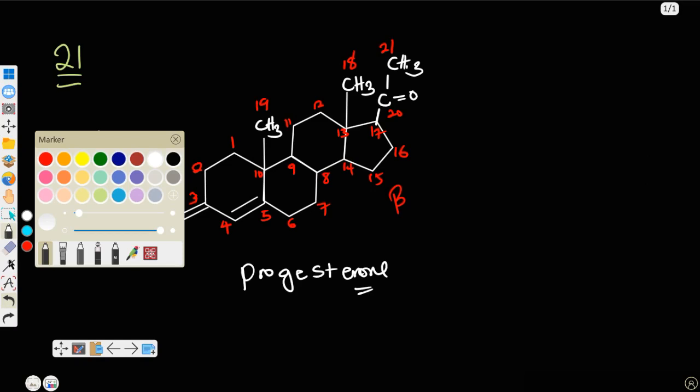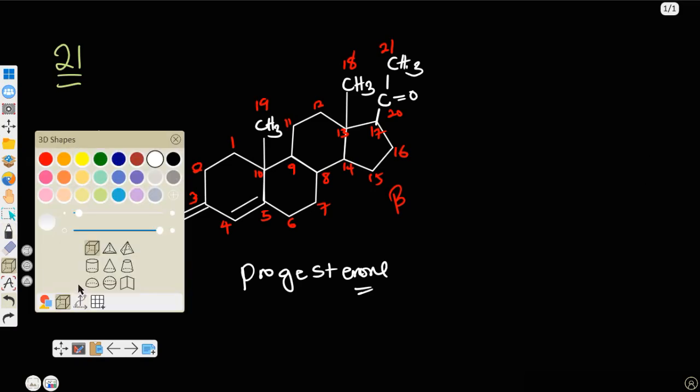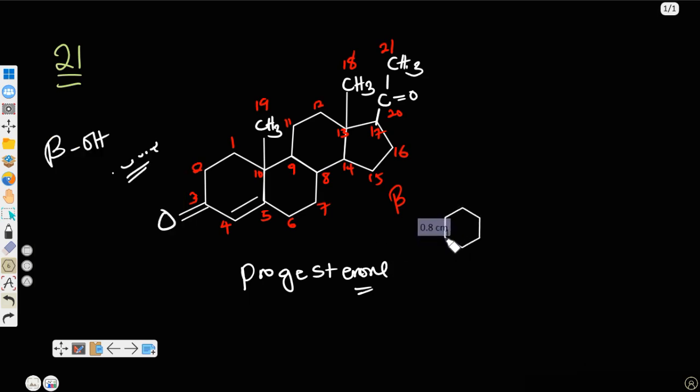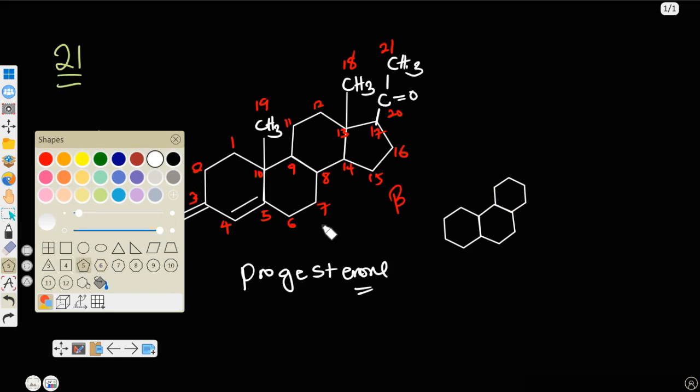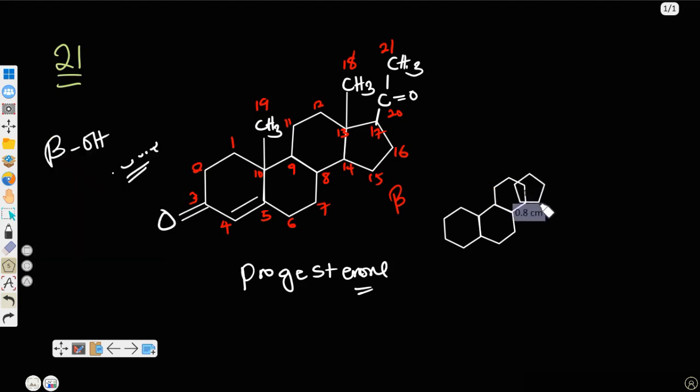Now, what is the structure of ethisterone? Ethisterone has the following structure. Let's try and draw the structure of ethisterone based on everything we've learned so far. So you have something like this. You have another ring attached. Alright. Have another ring. This one is attached here. And then finally, you have a 5-membered ring.